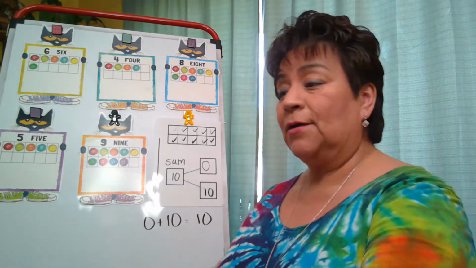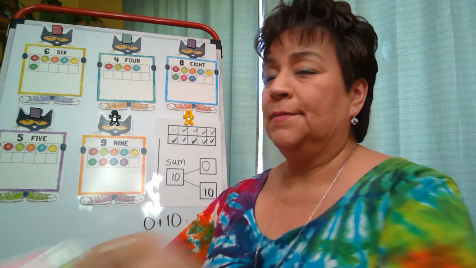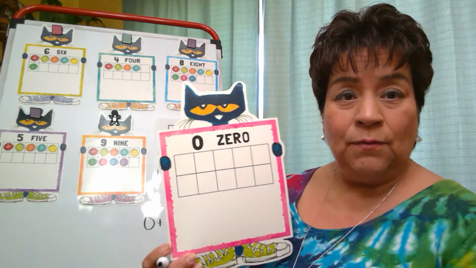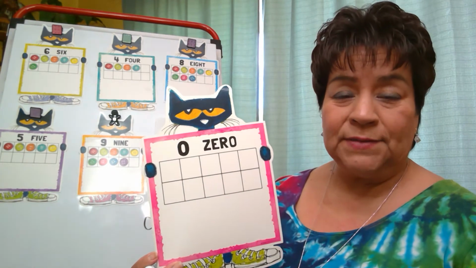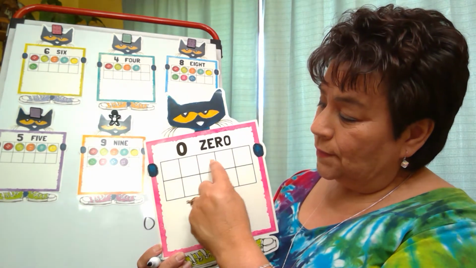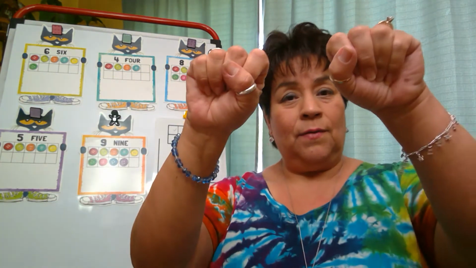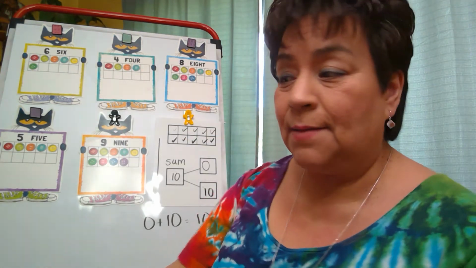And if we try to look at our card here, our Pete card, and we see he doesn't have anything in his 10 frame, we would have to count to see it. And I'm not going to draw on this, but we would have to count 1, 2, 3, 4, 5, 6, 7, 8, 9, 10, and we're correct. 0 and 10 more makes 10. And that's what we want, the sum of 10.